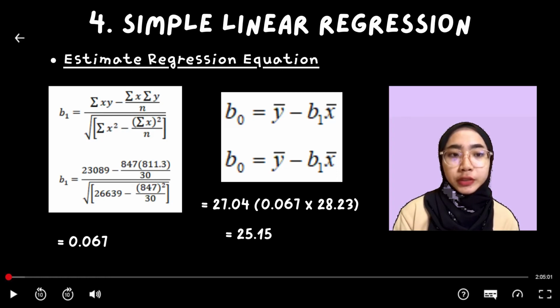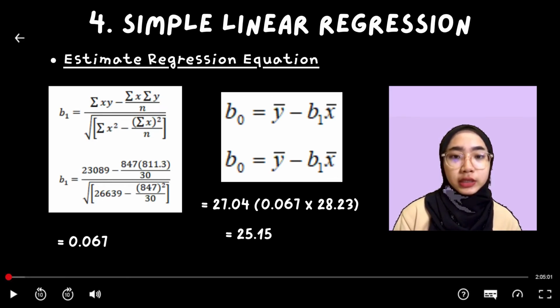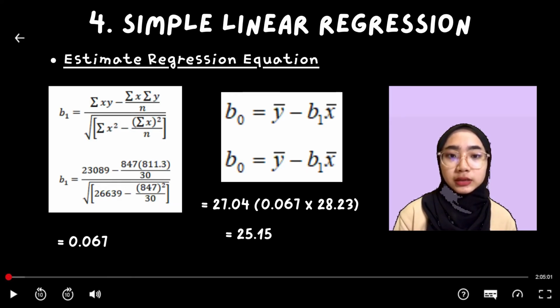Today I will present question 4 for part B, which is simple linear regression. Refer to the question, which is to estimate the regression equation and interpret the regression equation. To estimate the regression equation, the formula is B1 equals sum xy minus sum x sum y divided by n, divided by the square root of bracket sum x power of 2 minus bracket sum x bracket power of 2 divided by n.